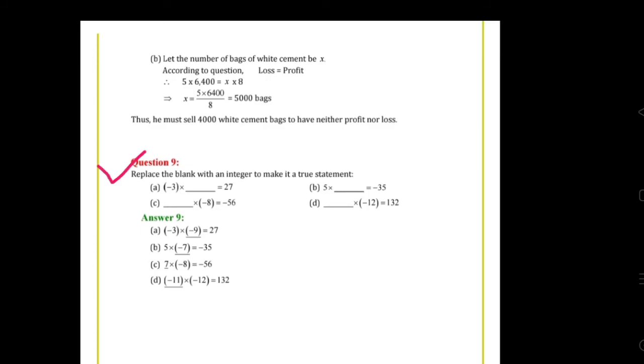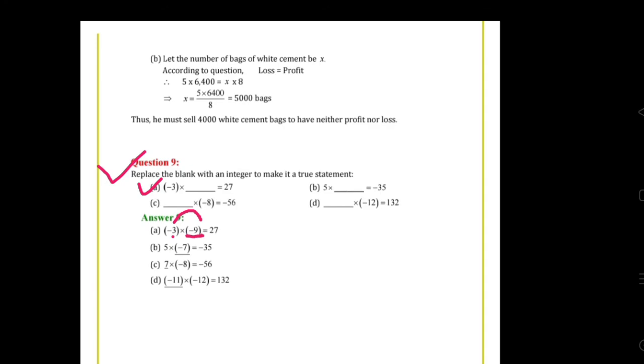Now at last, question number 9: replace the blank with an integer to make it a true statement. A: -3 × blank equals 27. Which number do we have to multiply so it becomes 27, a positive? One number is already given as negative. If we multiply by a negative number, then the answer is positive. If you multiply 3 by 9, it becomes 27. So the answer is -9.